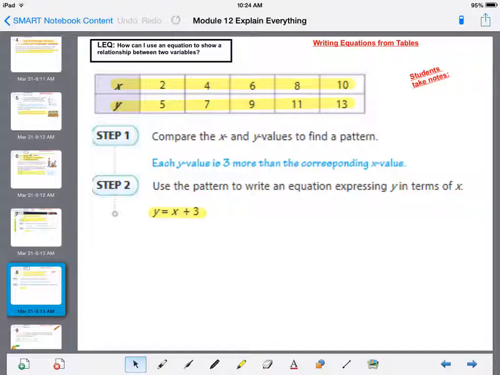The input-output relationship doesn't always have to be multiplicative. In this case, the relationship between x, the input, and y, the output, is y equals x plus 3. And you can see this is a rule for every x. So 2 plus 3 equals 5, 4 plus 3 equals 7, 6 plus 3 equals 9, and so forth.